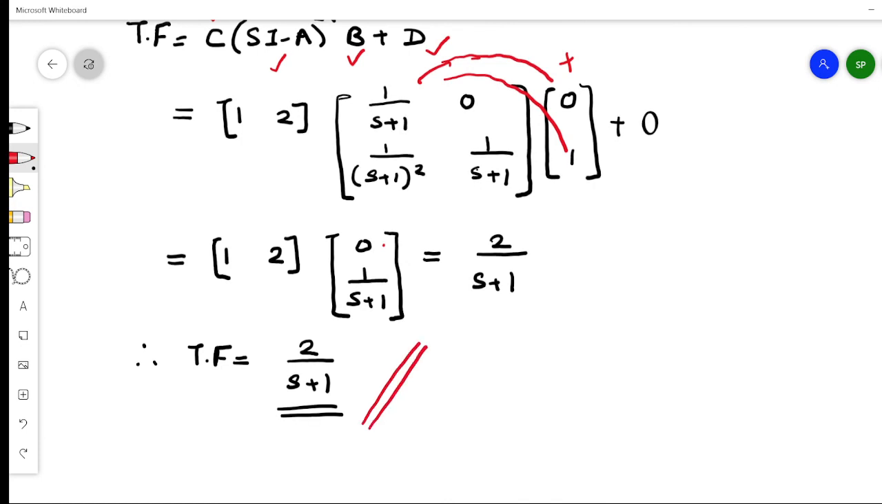So this is how you can find the transfer function from a given state variable model. It is very easy. You should know how to find the inverse of a matrix, which is also very simple. So if a state variable model is given, you can easily find the transfer function for that state variable model by using the formula C into sI minus A inverse into B plus D.